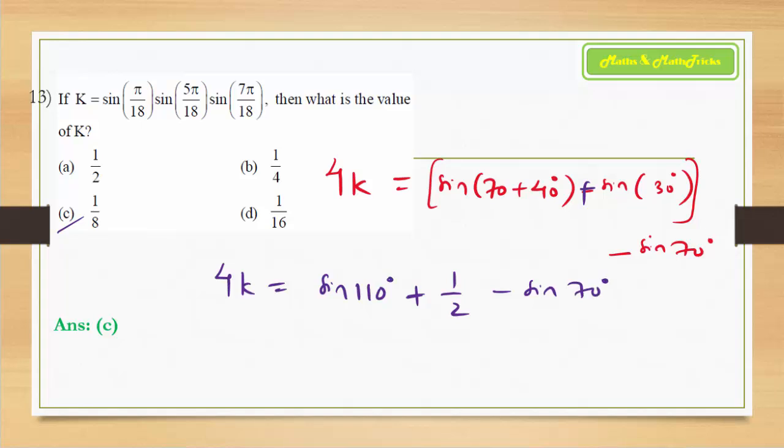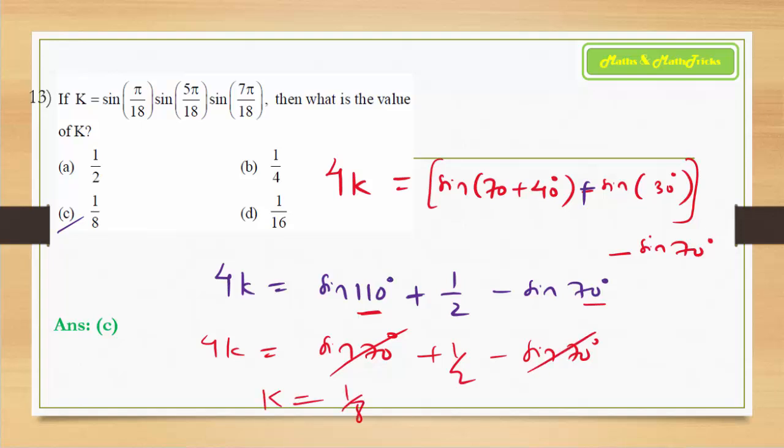So now you know that this 110 and 70 are supplementary angles. So sine 110, you can write it as sine of 180 minus 70, which is sine 70 only. Right? So sine 70 plus half minus sine 70 you got. So sine 70 is getting cancelled anyway, and the k value you are obtaining to be 1 by 8. And hence the answer, as already said, is option C.